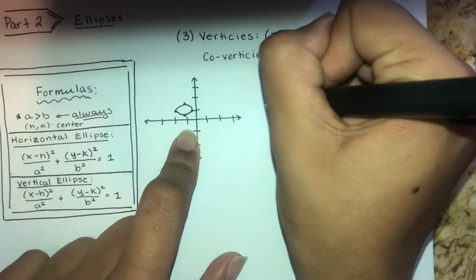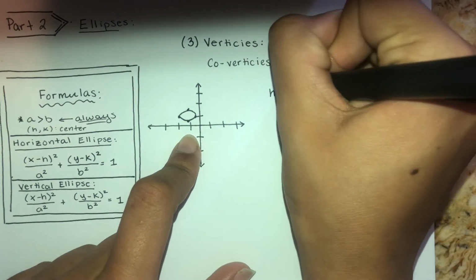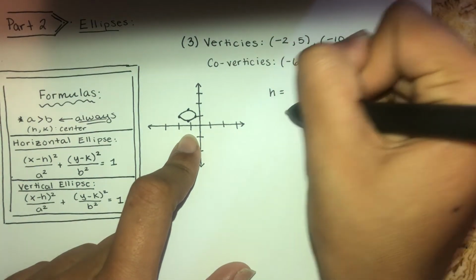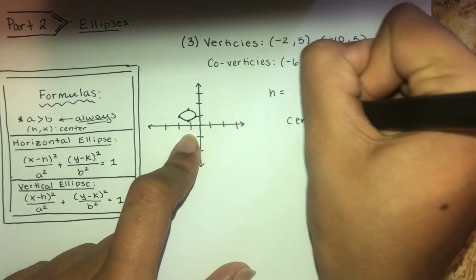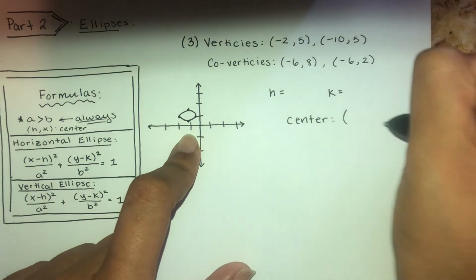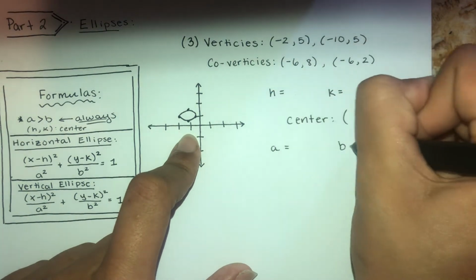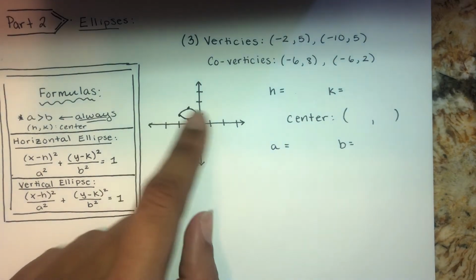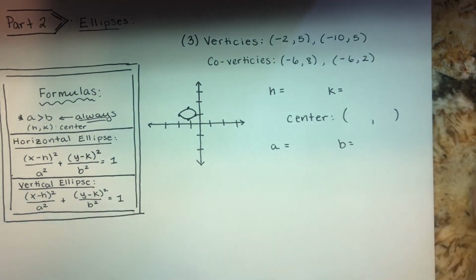All right, so what do we need to know? We need to know what h is. We need to know what k is, which means we need to know what our center is. And we need to know what A is and B. So we have quite a number of things to figure out just with this little graph and this information. All right, how do we figure out what our center is?